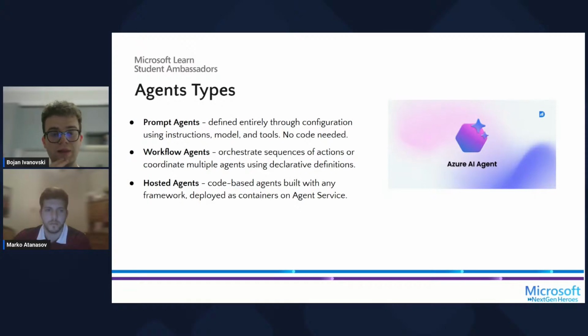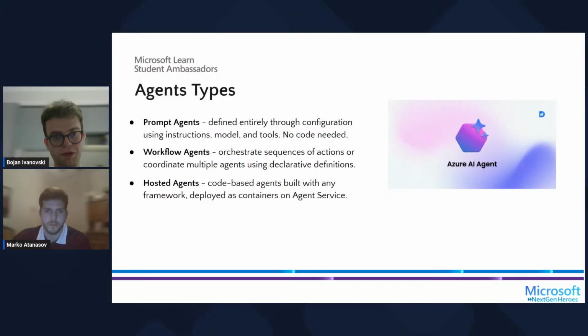The first type is a prompt agent. This is the simplest kind. No code, you just configure the instructions, pick a model and the tools, and basically you're done. This is what we are building live today.